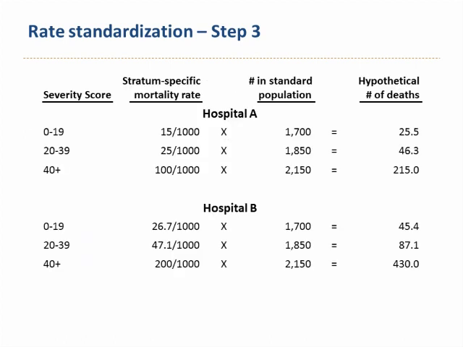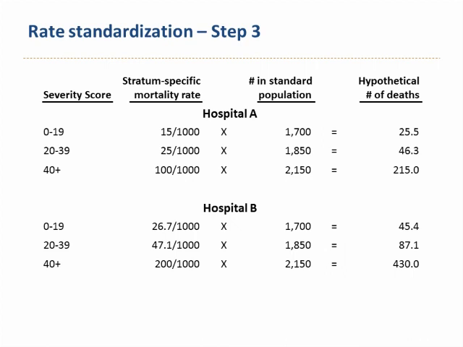So returning to our calculations, we know that in Hospital A, patients in the lower severity score category had a mortality rate of 15 per 1,000 person days. We now pretend that there were 1,700 person days of experience by this group in this hospital. That's the number of person days in our standard population, which is, again, the combination of Hospital A and Hospital B. If this were the case, then there would be 25.5 deaths in Hospital A in the lowest severity score category.